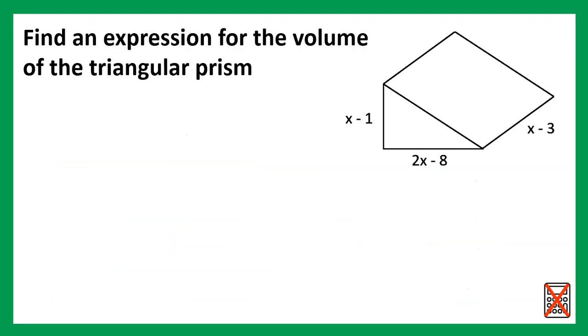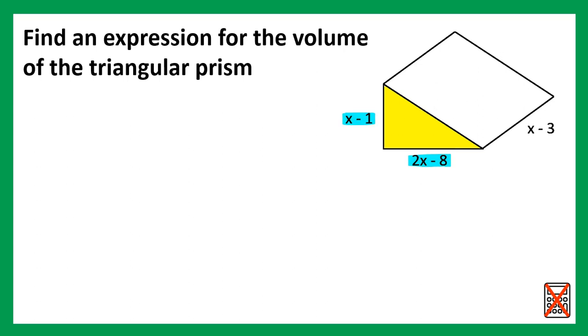On to the advanced question, one of the trickiest types of questions that you're likely to find on this topic. Find an expression for the volume of the triangular prism. The way you work out the volume of a prism is to first work out the area of the cross-section. The cross-section is the face that appears throughout the whole of the prism.